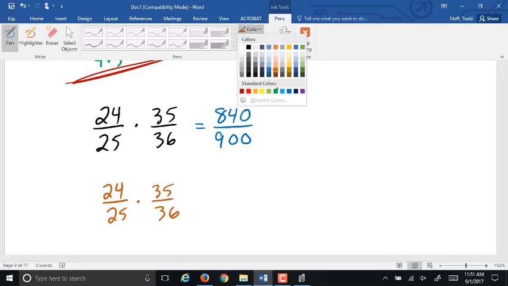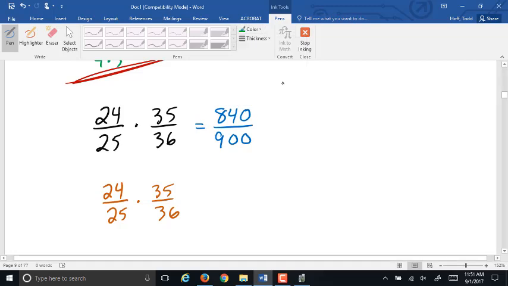Or we could look at this and ask, what can we cross cancel here? 25 and 35 both divide by what? 5. So 25 divided by 5 is 5. 35 divided by 5 is 7. Anything else? 24 and 36 both divide by, I heard 2, 3, 6. Let's do the 6. What's 24 divided by 6? 4. How about 36 divided by 6? 6.